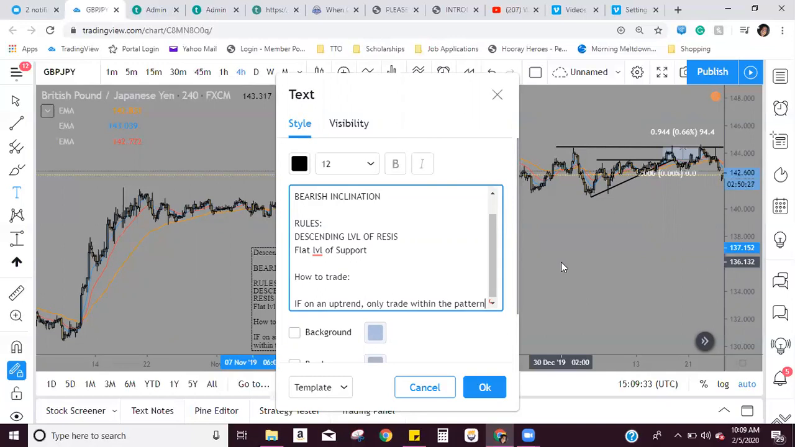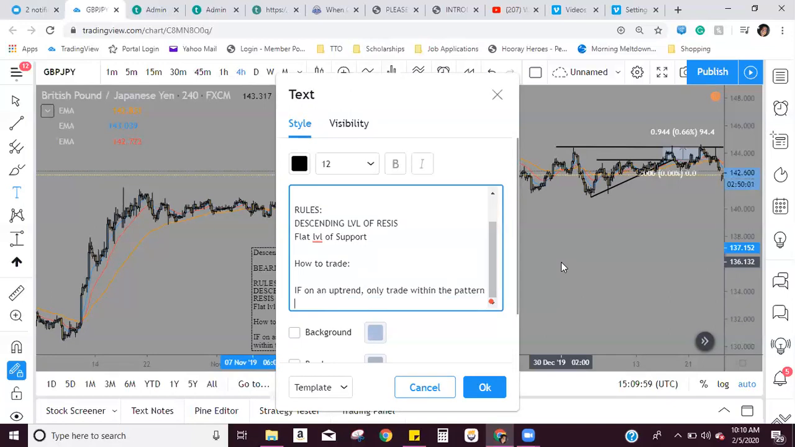Again, this is for an intraday style format. You know, if you're going to swing it, by all means, you can enter it if you choose to, but you might get in drawdown maybe 30, 40 pips, 50 pips, depending on the pair. I'm not showing you guys how to do that. The trades that we're going for are 40, 50, 60 pip pushes, 10 to 15 pip stop losses, you know? So if it's on an uptrend, only trade within the pattern.